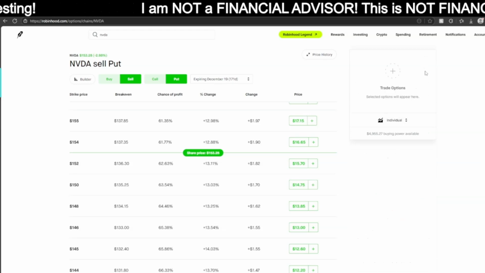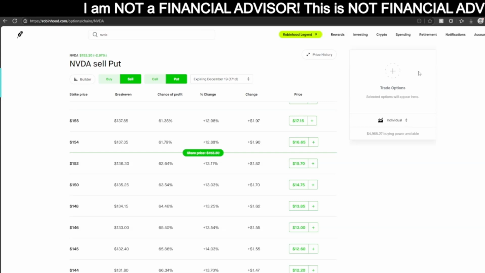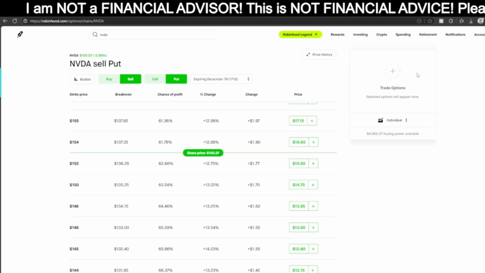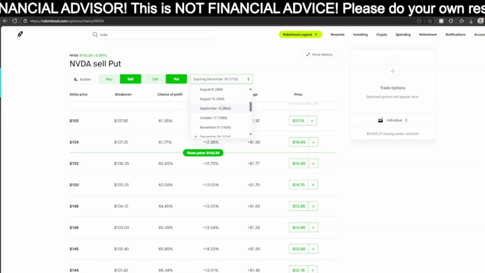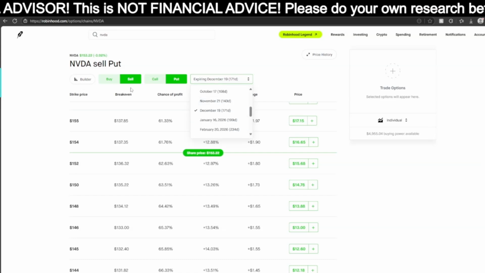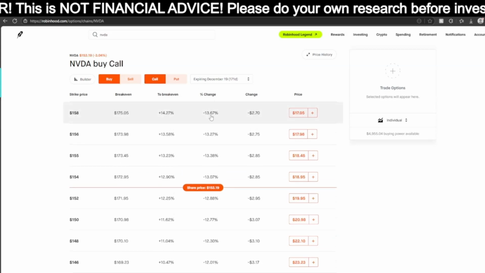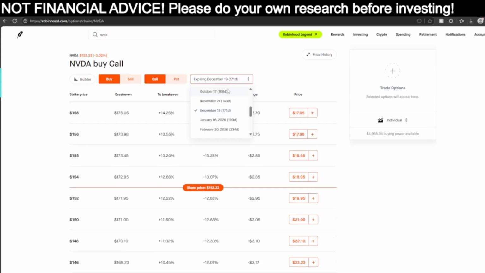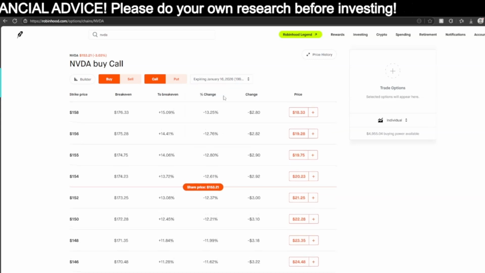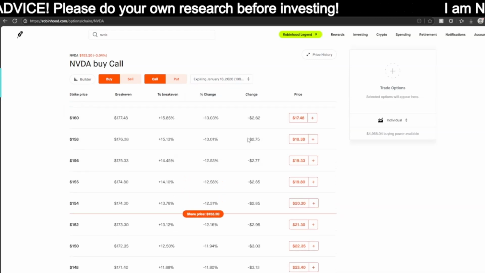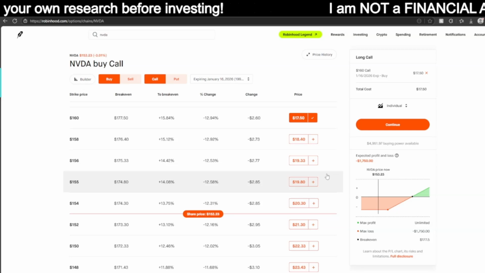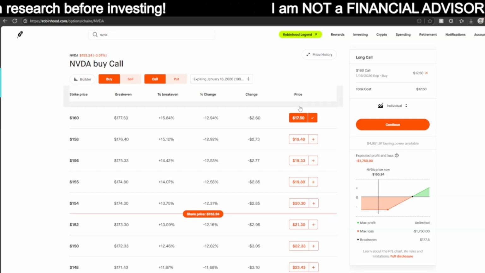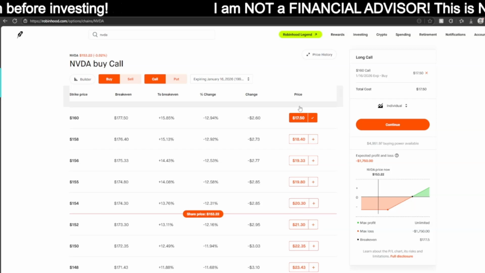The last option trading strategy here is what's called a diagonal. Now, how does a diagonal work? Well, let's say that you are going to be bullish on NVIDIA still. You're going to buy a call option for, say, January. We'll go a little bit farther out here. Say you want to buy the 160 strike for January 16th of next year.